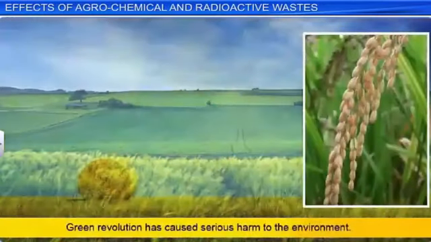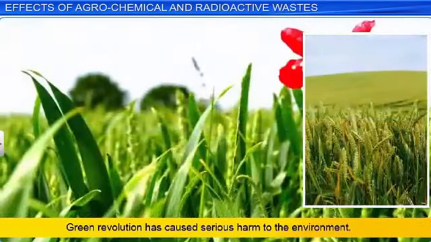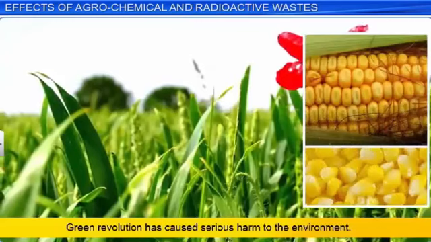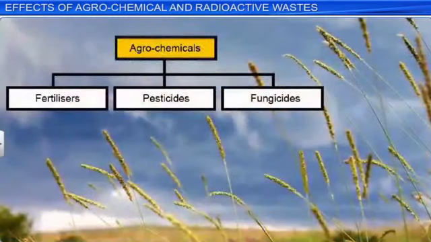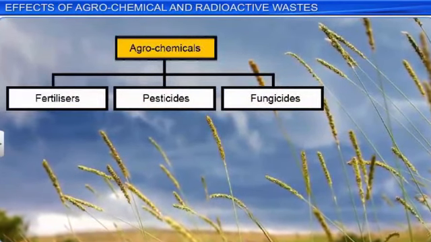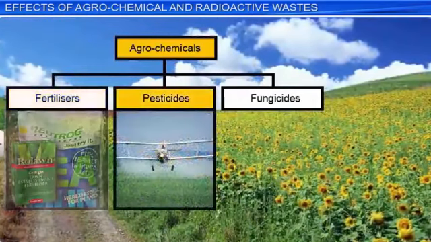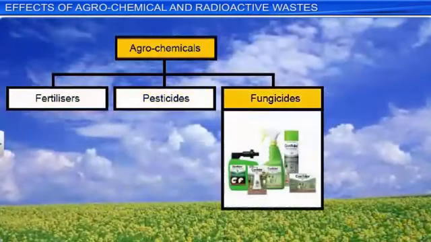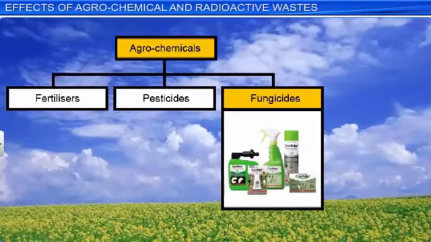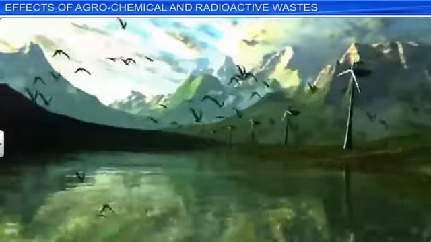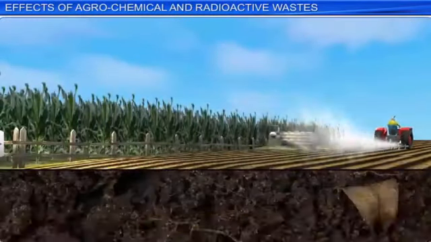Though the Green Revolution enhanced crop production in our country, it also caused serious harm to the environment. This revolution encouraged farmers to use various agrochemicals such as fertilizers, pesticides, and fungicides for better and increased crop production. However, the use of these agrochemicals has polluted soil, thereby reducing its fertility.